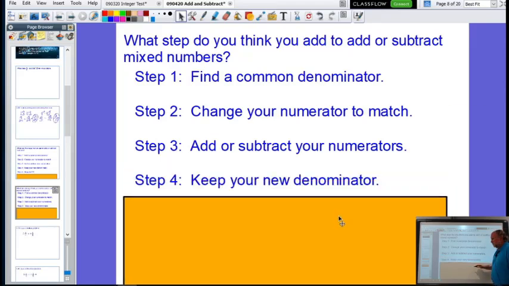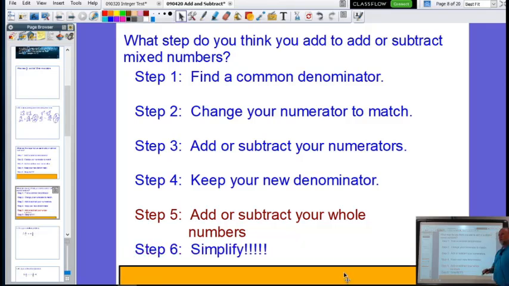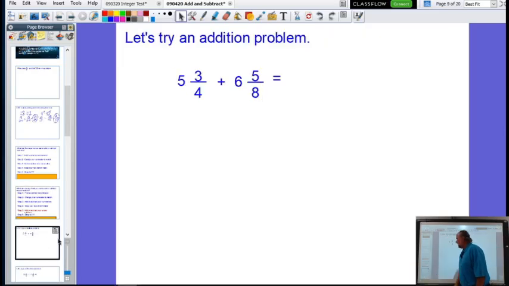where the thing changes. We now have whole numbers that we've got to take into account. So we're going to add or subtract our whole numbers, and then, last but not least, we're going to simplify. So those are the steps to add or subtract mixed numbers. So let's try that. Okay, so here's our problem. We got 5 3/4 plus 6 5/8.